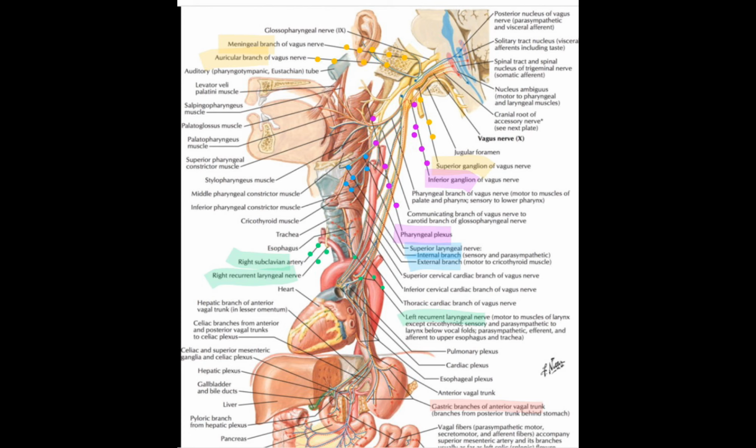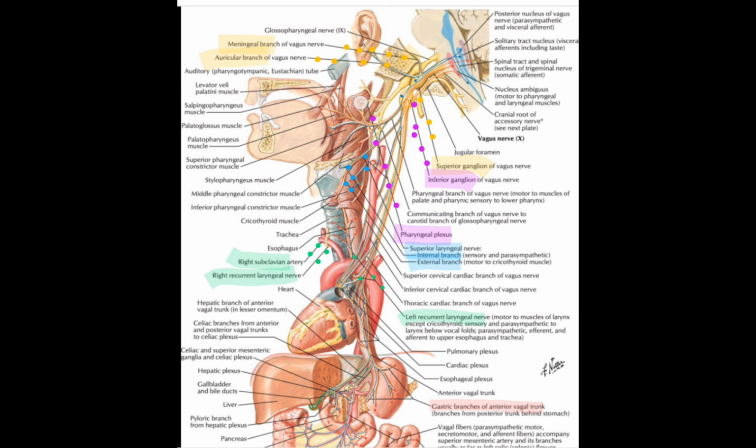Then from A we have the auricular branch. Auricular means it will be going to the auricle, the ear, and it is also arising from the superior vagal ganglion. Then from the superior vagal ganglion we have two branches, M and A, meningeal and auricular. Then from the inferior ganglion we have the third branch, that is P, pharyngeal branch. The pharyngeal branch joins the rami of the sympathetic trunk and the glossopharyngeal nerve to form the pharyngeal plexus.